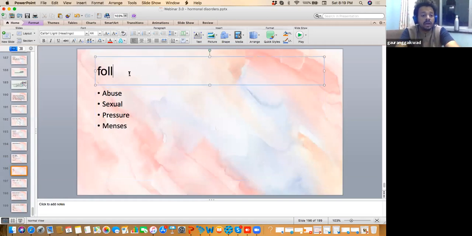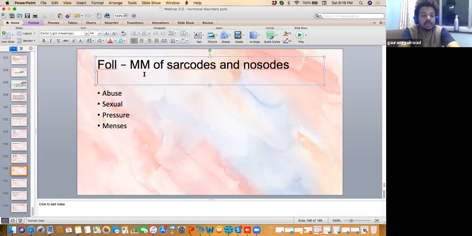I use it a lot. I hope you read my book. I have written a book called Materia Medica of Sarcodes and Nosodes. So if you get a chance, read this book. Another book I've written is Decoding Mental Rubrics, where I've explained all these rubrics.